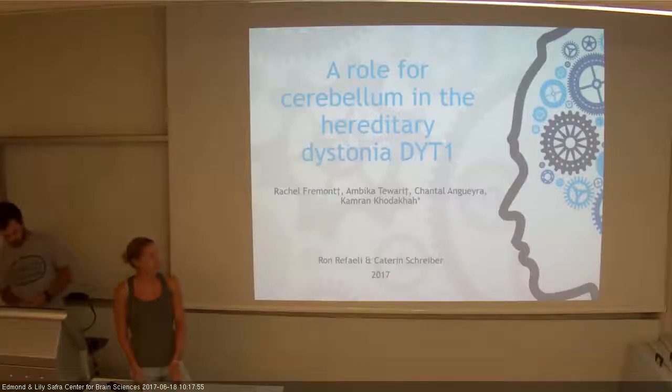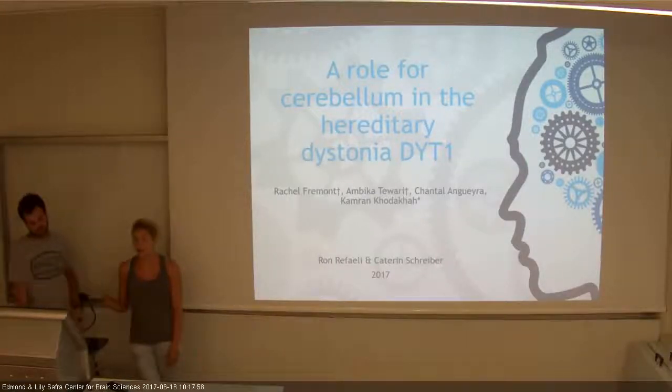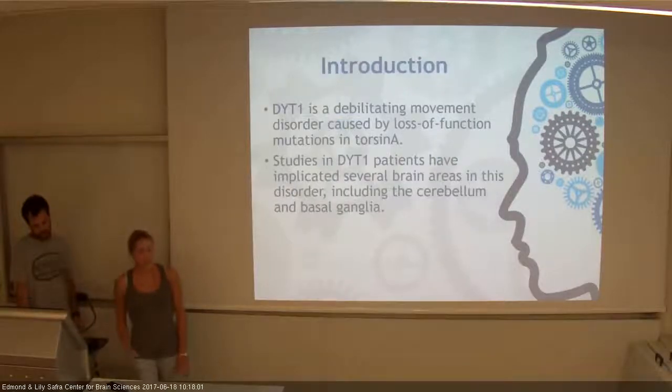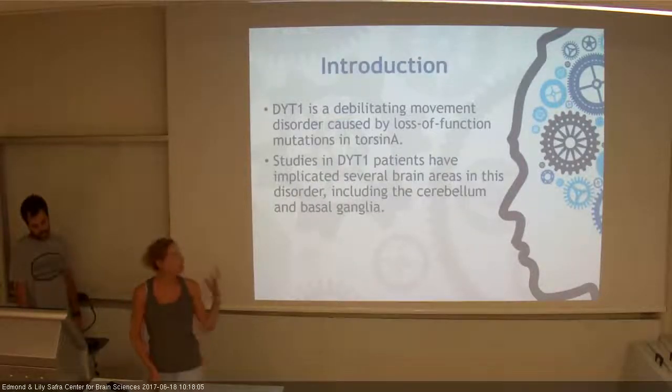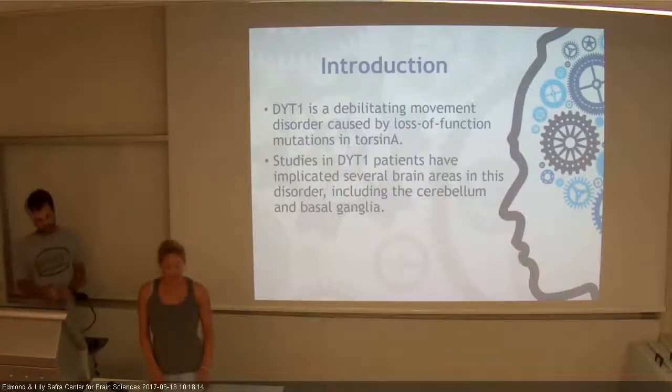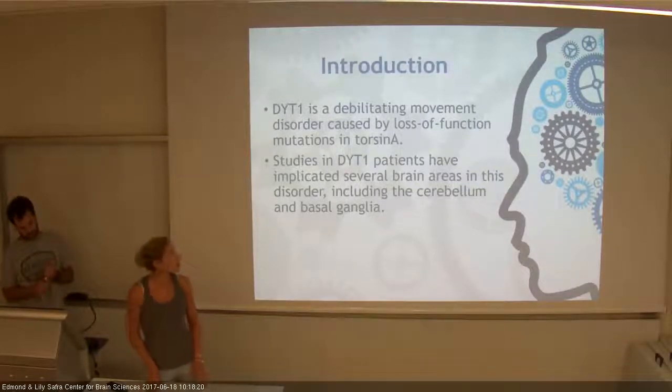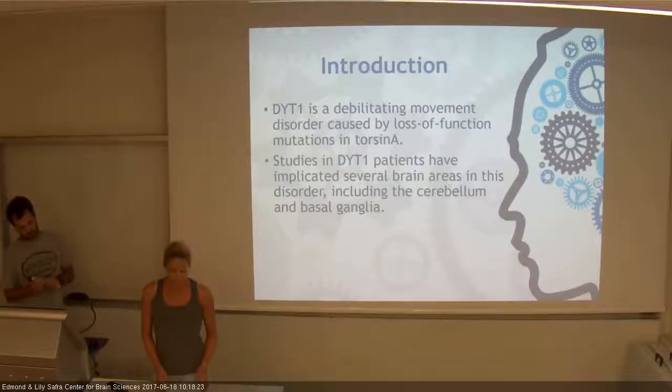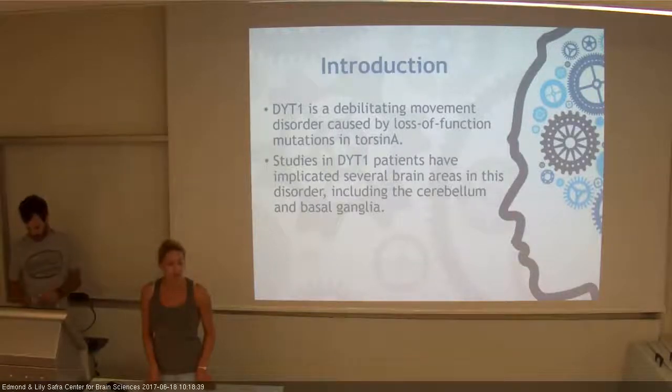Go ahead. Okay, so yes, we're going to talk about mouse models, and as Dave said before, I'm not going to explain about dystonia, but we're going to talk about DYT1, which is a movement disorder, and it's caused by a loss of function mutation in a gene which is called torsin A. It is known that it is a protein that humans have in our body, and the majority of DYT1 patients share a single amino acid deletion in this gene.